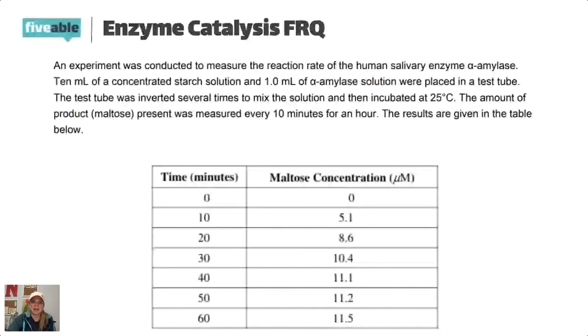So 10 mL of a concentrated starch solution and 1 mL of alpha amylase were placed in a test tube. The test tube was inverted several times to mix the solution and then incubated at 25 degrees Celsius. For context, anytime you see 25 degrees Celsius, I know human body temperature in Celsius is like 36, 38. So I would imagine that's near-ish room temperature, but it's certainly not frozen. So the amount of product, maltose, present was measured every 10 minutes for an hour. The results are given in the table below.